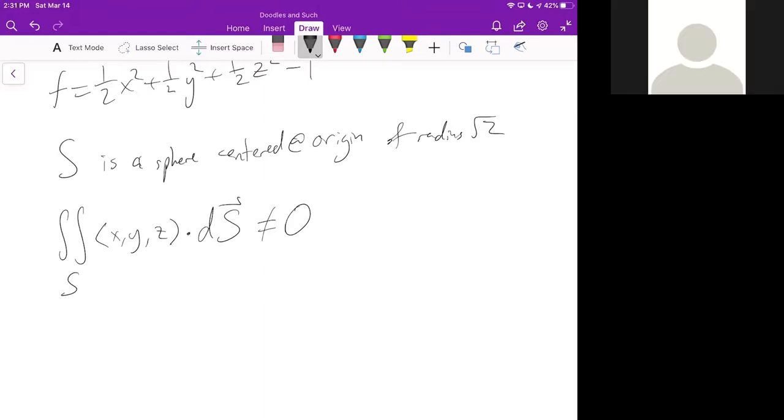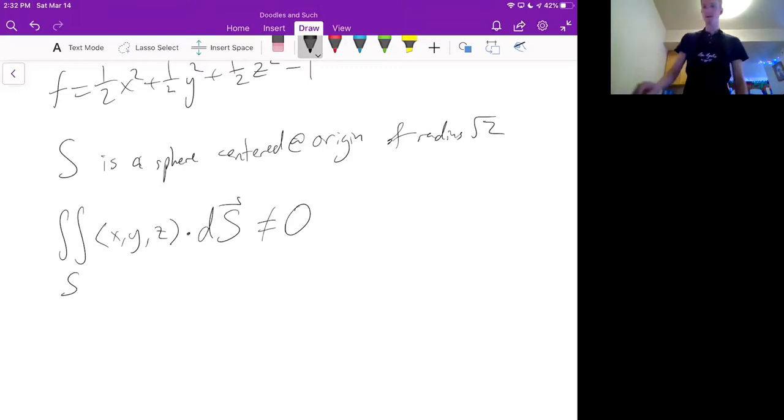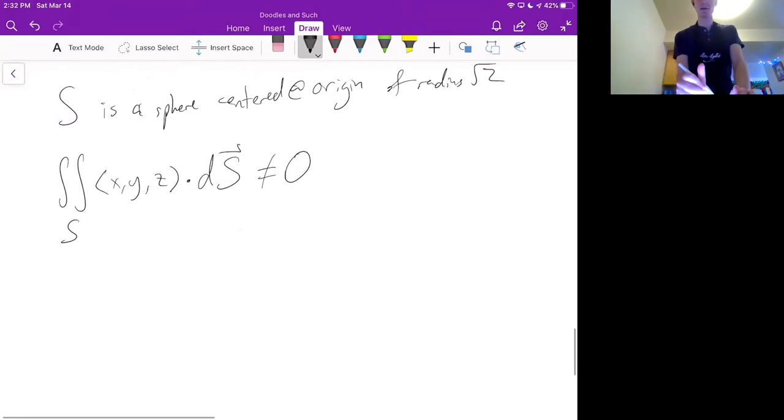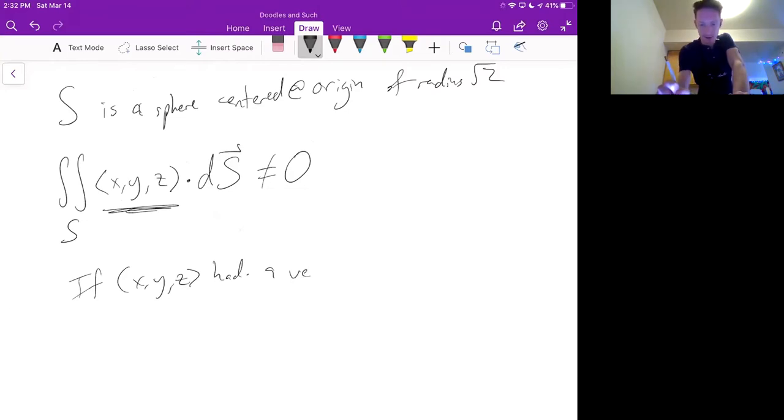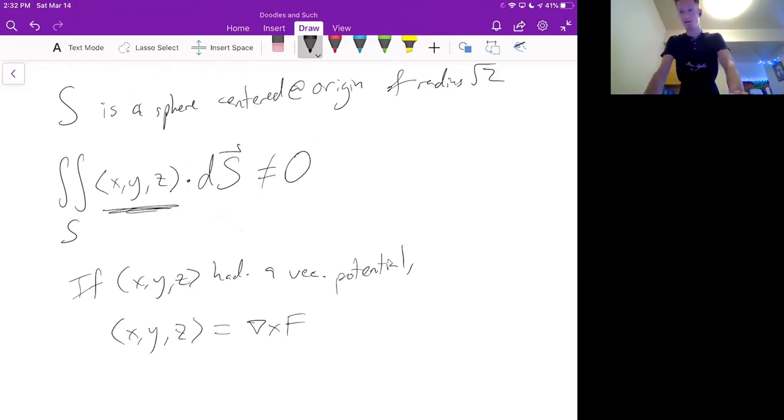Isn't it like a vector potential when there's a vector field, and if you take the curl of the vector field, you get a different vector field? Yeah, that's right. The vector potential is that different vector field. What it means for this vector field x comma y comma z to have a vector potential is that it's the curl of something. So if x comma y comma z had a vector potential, we would have x comma y comma z being the curl of some vector field. That's just the definition of vector potential.